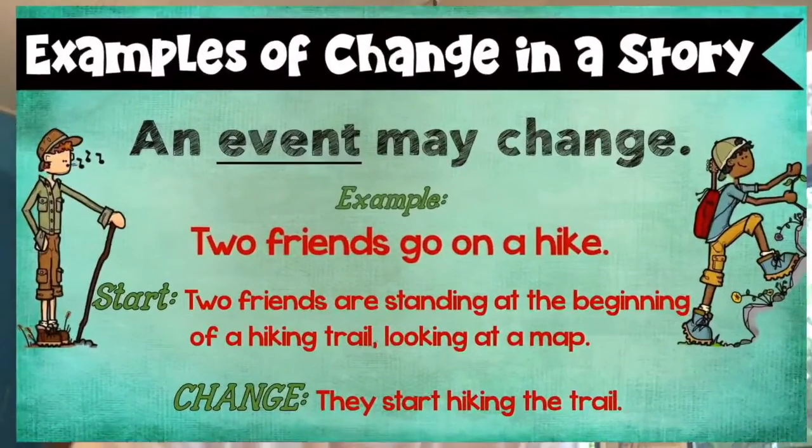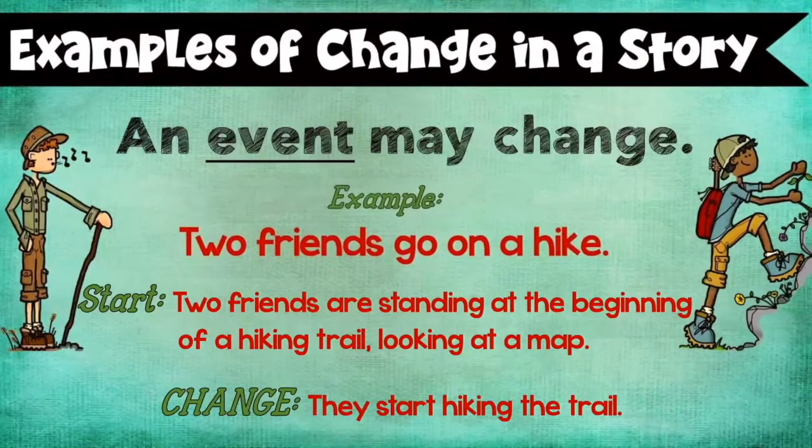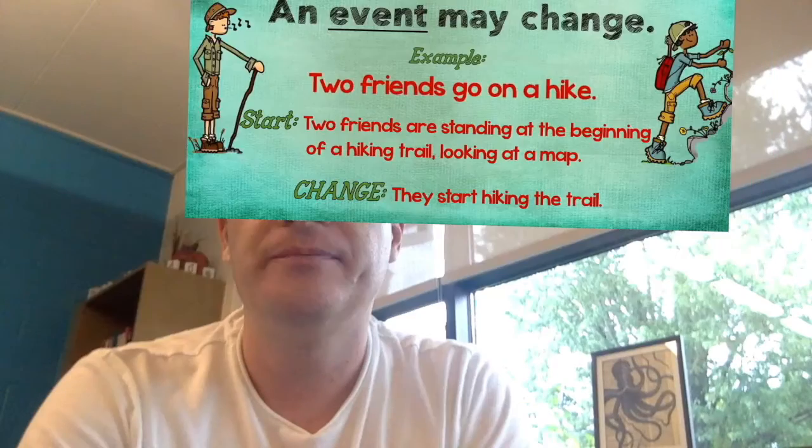So, an event can change in a story. For example, 2 friends go on a hike. At the start of the story, 2 friends are standing at the beginning of a hiking trail looking at a map. What's the change? Well, they started to hike on the trail.